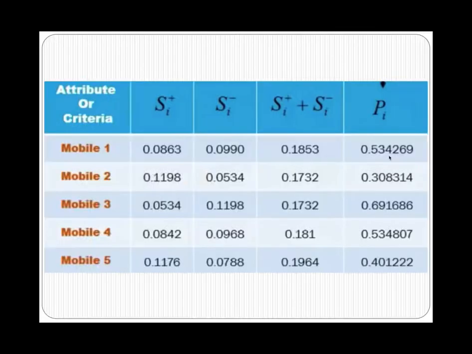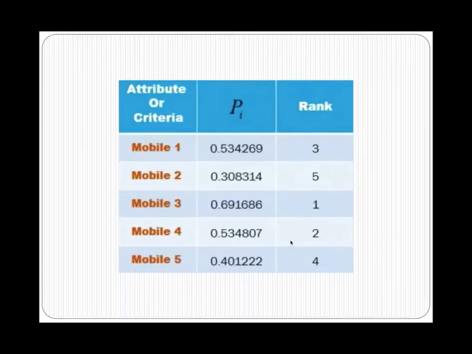So the performance indicator 0.69 indicates that mobile 3 will be the best. Then you have this mobile, which will be the second best, then this, which will be third best, and so on. Sorry, I was wrong, this is the second best. So mobile 3 should be the mobile that you should buy.